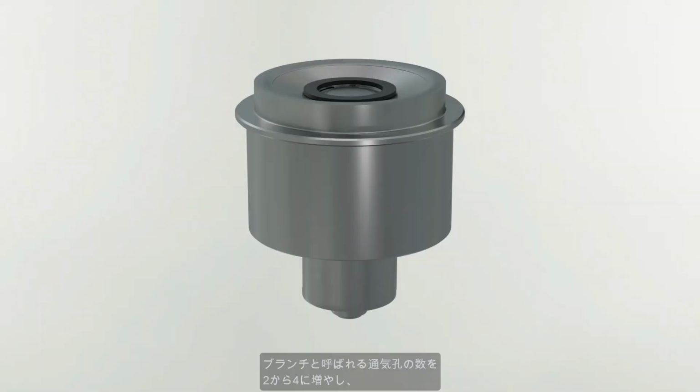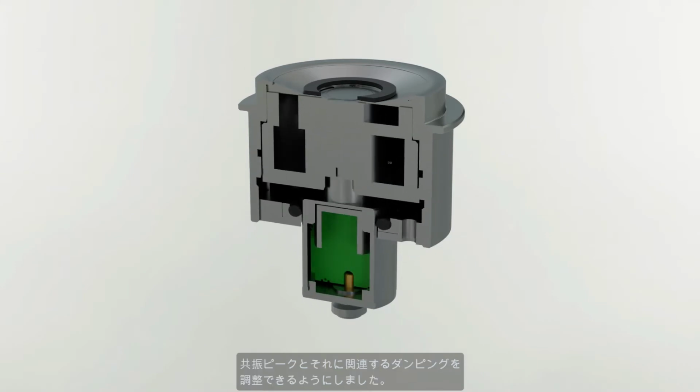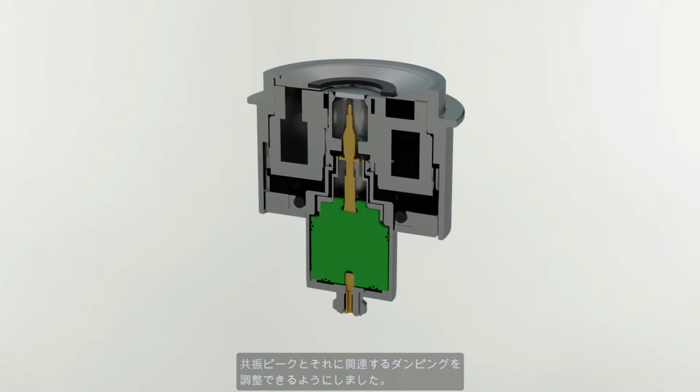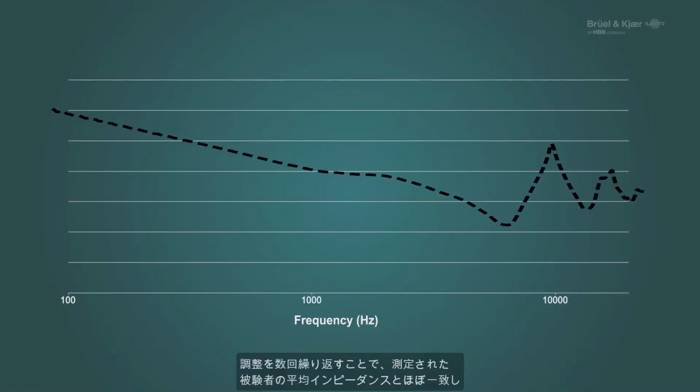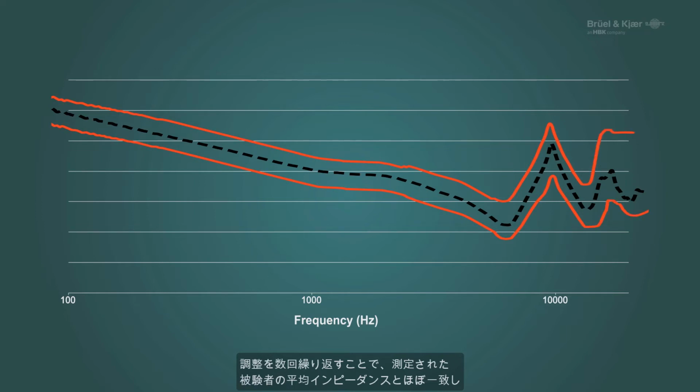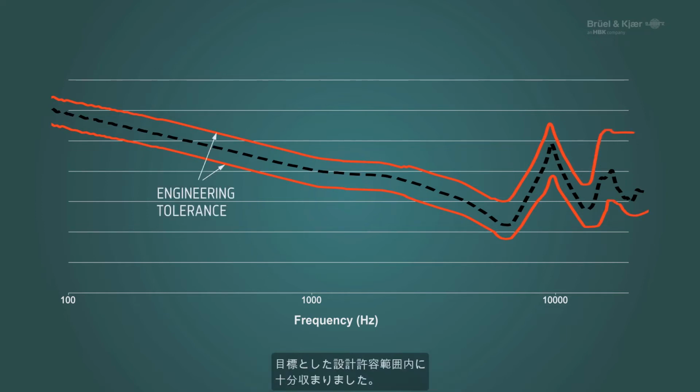To reproduce the increased complexity of modeling the correct impedance above 10 kHz required a redesign of the coupler with a 1/4-inch microphone to match the size of the human eardrum. The number of vents, known as branches, was increased from 2 to 4 to allow tuning of the resonance peaks and associated damping. A further complication was to try to mimic the transition from soft tissue to the bonier condition nearer the eardrum. By modeling and testing various materials and techniques, the transition was optimized for smoothness and robustness. Several iterations of tuning produced a close match to the average measured impedance from the subjects and well within the engineering tolerances that were the target for the response.